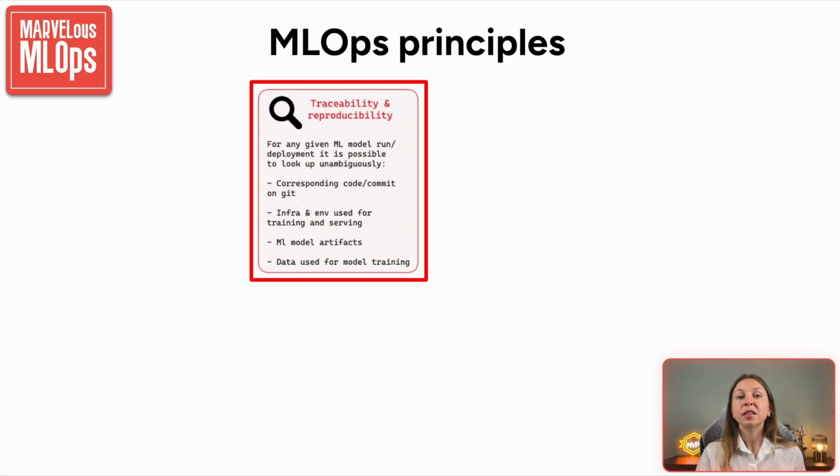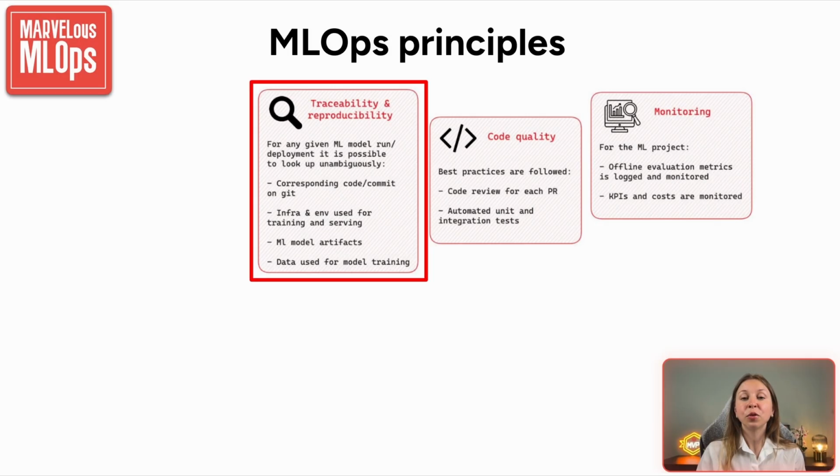And in this course, we are mainly focusing on these 3 types of principles. So traceability and reproducibility, code quality, and monitoring. How do you ensure that all these practices are being followed in your projects?